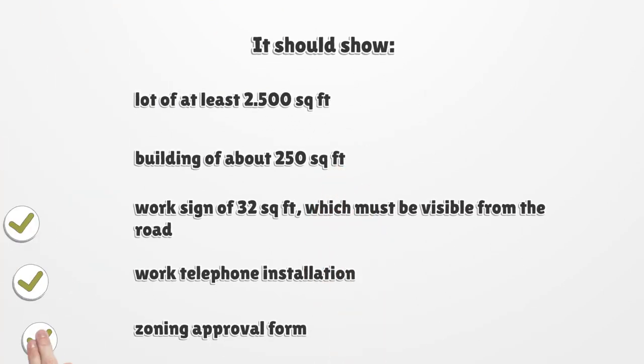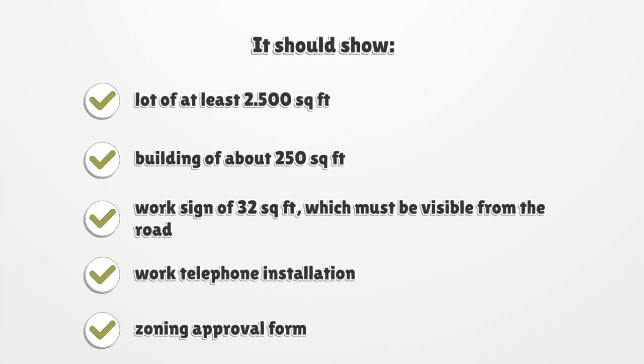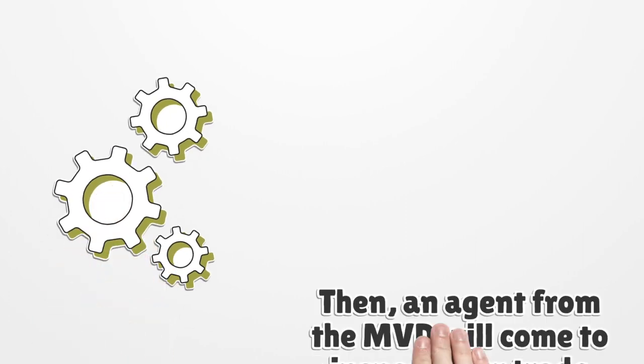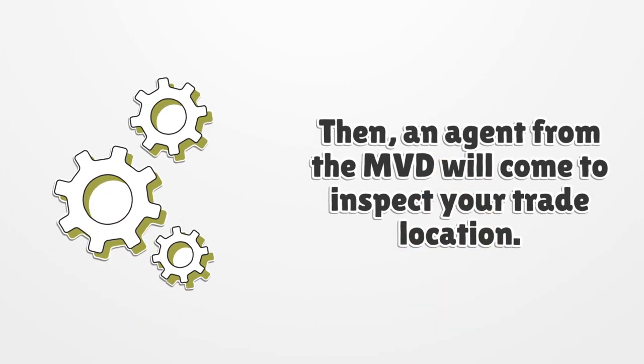It should show a lot of at least 2,500 square feet, a building of about 250 square feet, a work sign of 32 square feet, which must be visible from the road, a work telephone installation, and a zoning approval form. Then, an agent from the MVD will come to inspect your trade location.